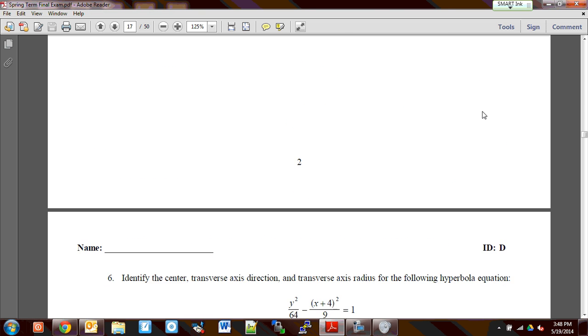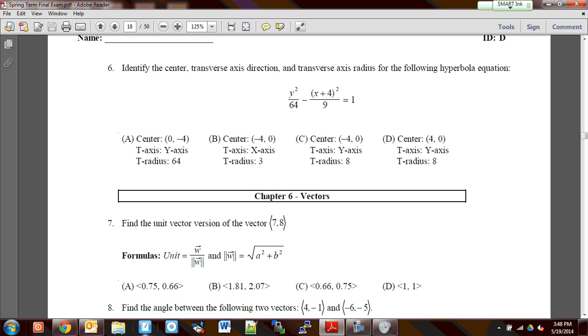Alright, we're halfway there. Number 6, identify the center, transverse axis direction, and transverse axis radius for the following hyperbola. Alright, so this one's going to be similar to the last problem. Our center point is still (h, k). So here we have x minus negative 4, so x is negative 4, and since there's nothing by y, it is simply 0. So we can rule out this one, and we can rule out this one.